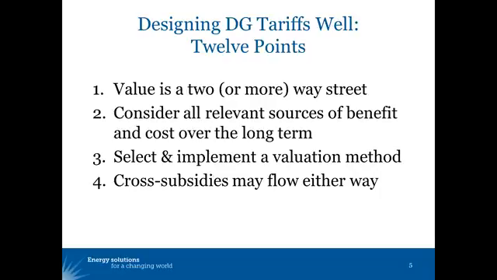So the first four points that we make in our paper are, first, that value is a two or more way street, meaning that the customer who invests in a distributed generation system is providing value to the system. The utility that is managing the infrastructure of the grid is providing value to that customer as well as to all customers. There are also intermediaries in that deal, aggregators and so forth, that may also be adding value by their participation. So it's important to recognize that we're moving into this period where value is a two or more way street.